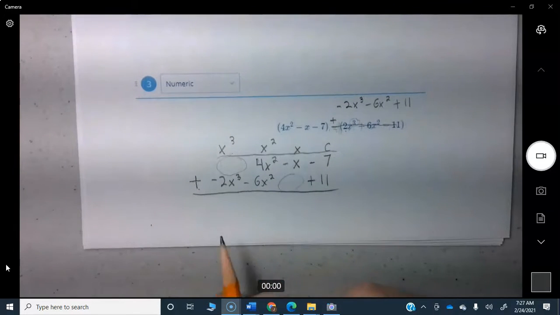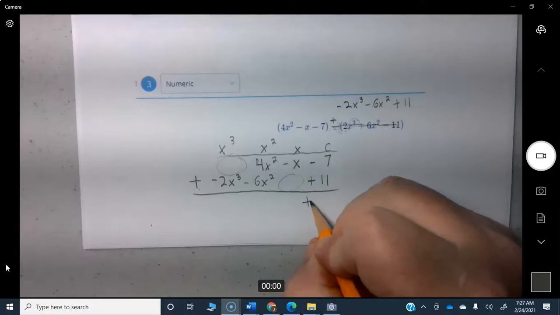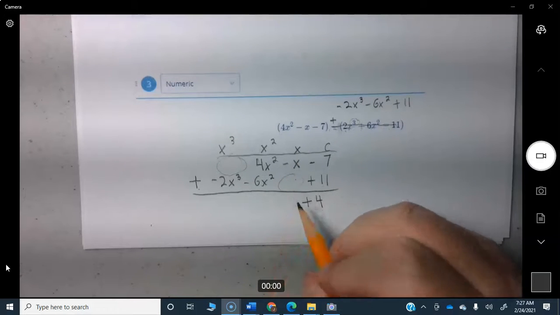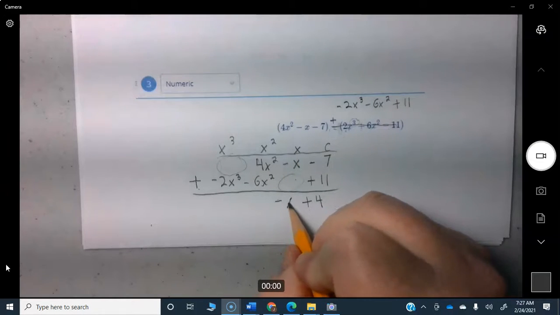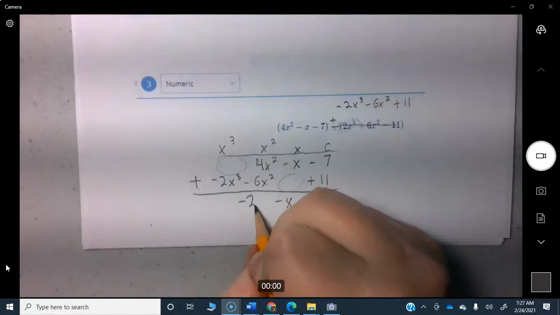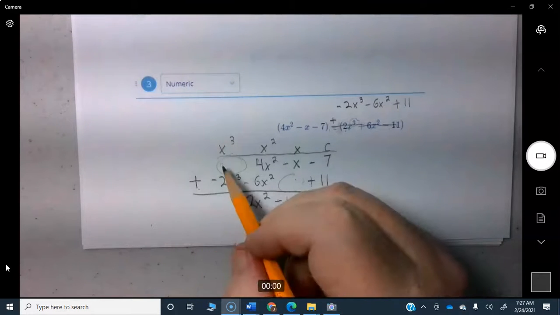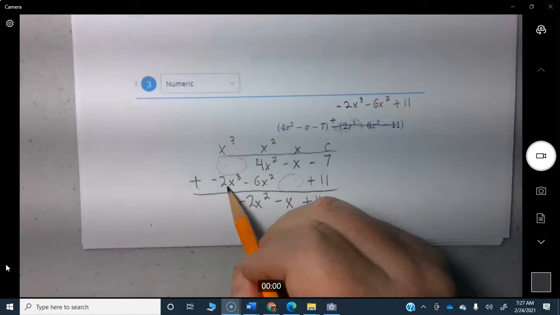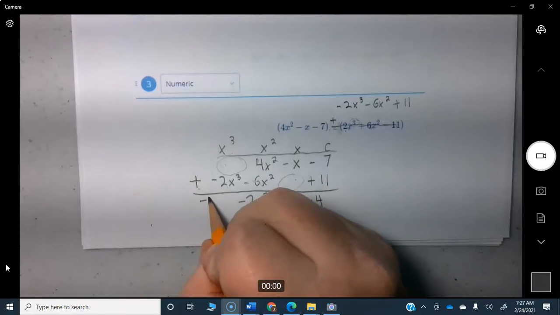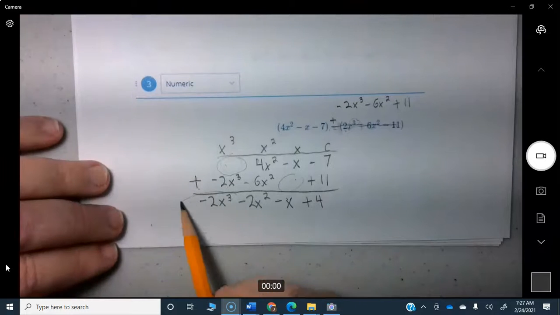And now you add. It just becomes like the problem above. So negative 7 plus 11 gives you positive 4. There's nothing here. It's a 0. So negative x plus 0 is negative x. 4 minus 6x squared is going to give you negative 2x squared. And then 0 plus negative 2x to the third is going to give you negative 2x to the third. Okay, and that's the final answer.